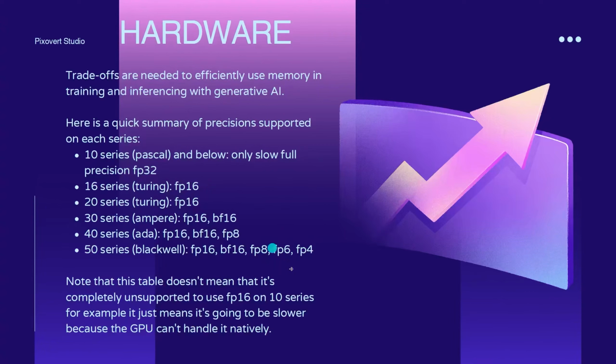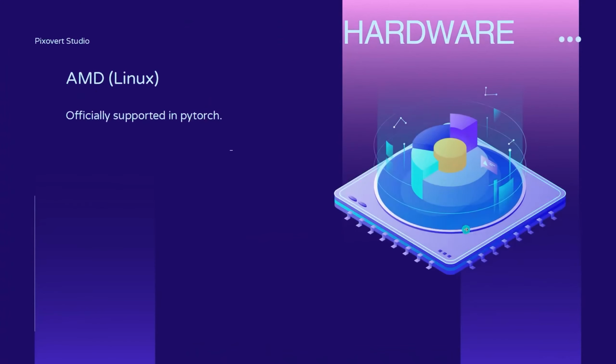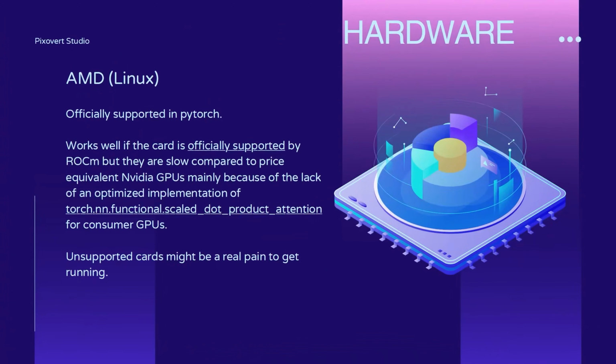And one of the notes that ComfyUI made is: note that this table doesn't mean that it's completely unsupported to use FP16 on 10 series, for example. It just means it's going to be slower because the GPU can't handle it natively. Now, with that note ringing in our ears, we'll move on and start talking about AMD and Linux.